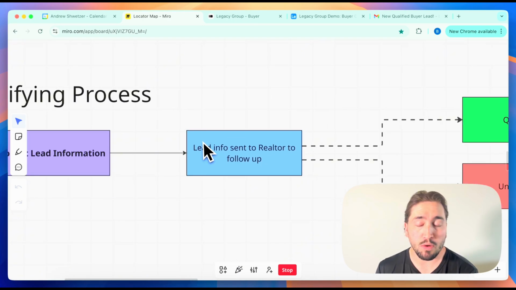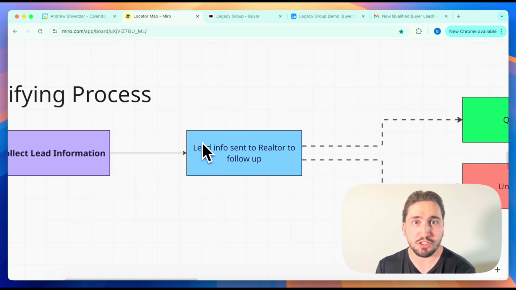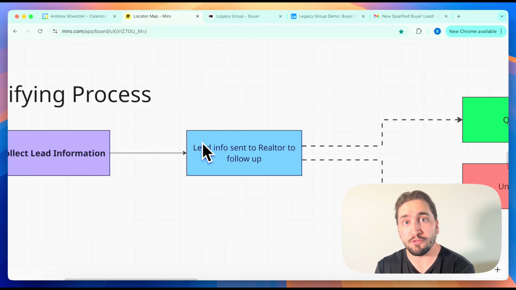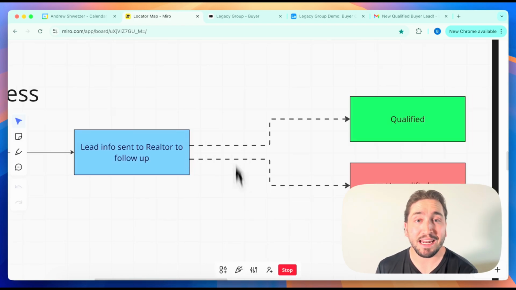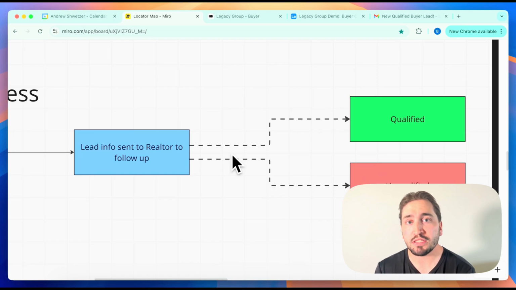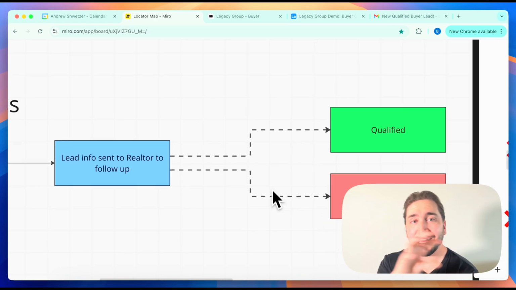And then this is where that handoff happens to the realtor, right? So you're taking all that information you just collected, you're giving it off to one of the realtors on your team, or maybe it's to yourself if you're a solo agent. And then it's on you to follow up with the lead and start qualifying them. And this is where things get foggy because every realtor is different. Sometimes they're on vacation, sometimes they're just slow to reach out to these people, sometimes it gets lost in the inbox.